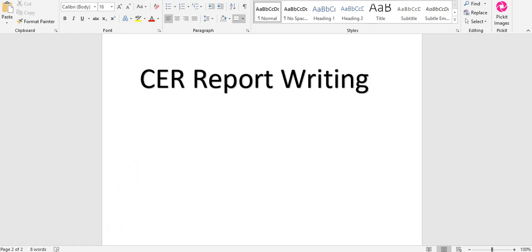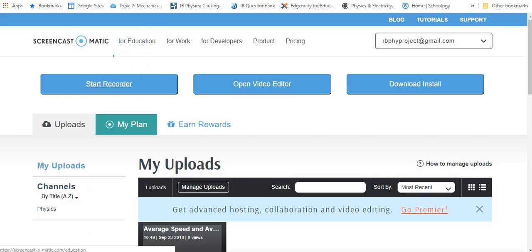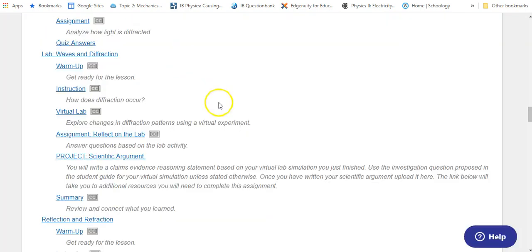So let's go to your syllabus and look at an example of one such report and see how to write the report. So here is a project titled Scientific Argument. This is one of the reports that you have to write in here, and I found that a lot of you were quite confused about what is the question of that investigation.